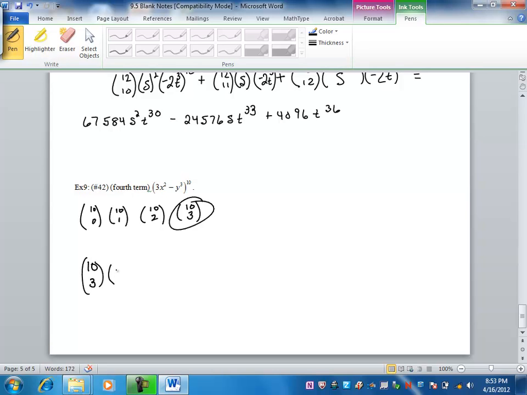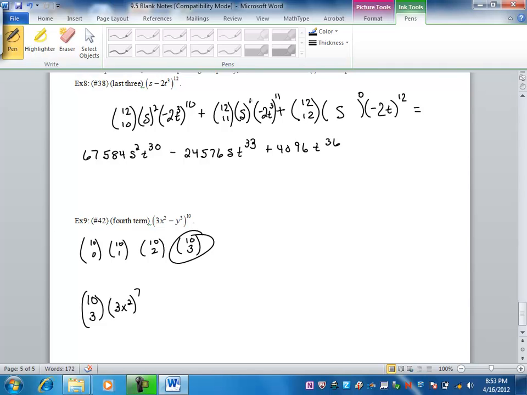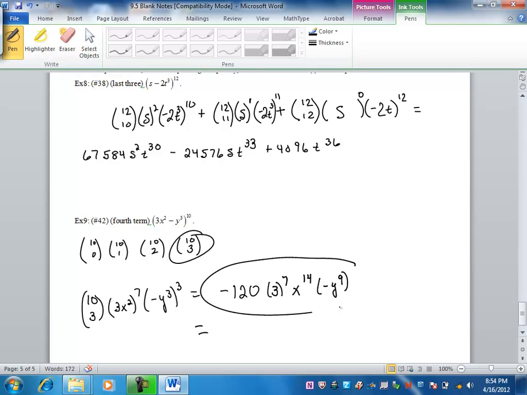And then our first term here, 3x squared. Now, we know that that is going to be raised to the 10 minus 3, or the 7th power. We can always do the subtraction. Notice up here, 12 minus 10 is 2, 12 minus 11 is 1. And then these exponents have to add, so this is negative y cubed raised to the, well, 7 and this guy have to add up to 10. And this works out to be negative 120 times 3 to the 7th, x to the 14th, and then this is negative y to the 9. And when you multiply all this out, we get an overflow error on the calculator, so we'll just leave it at that.